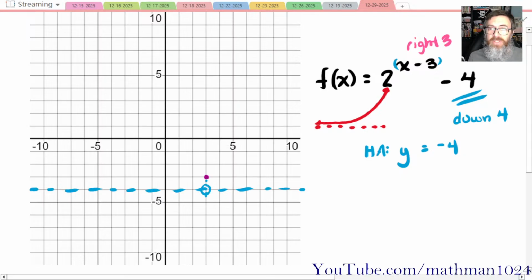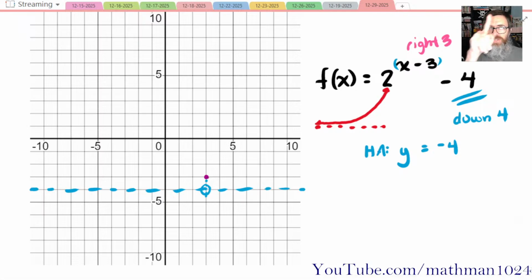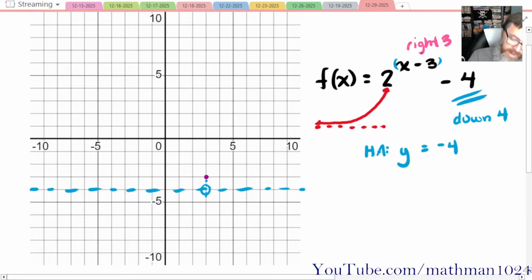Since my base is 2, every step I take to the right, I'm going to multiply that times 2. So I don't need to worry about going right 3 or going down 4. I've already done that. So as I go to the right, I multiply this times 2. Now this has a distance of 1 right now. This is going to give me a distance of 2. Go another step. The distance should be 4 units between the point and the horizontal asymptote. Do it again. The distance here will be 8.